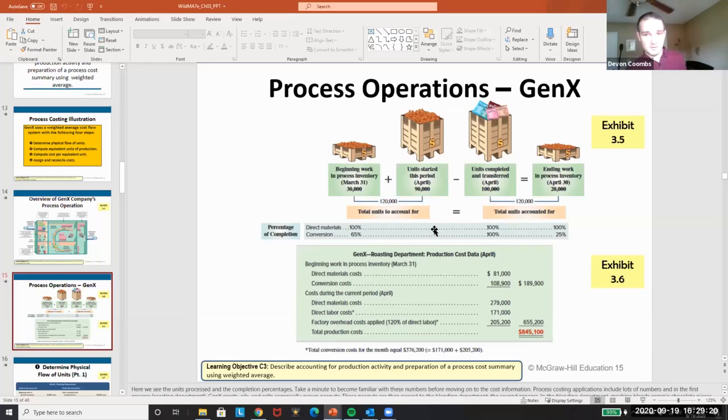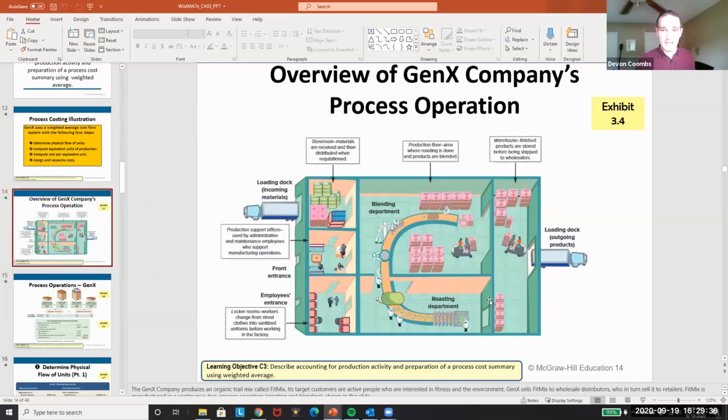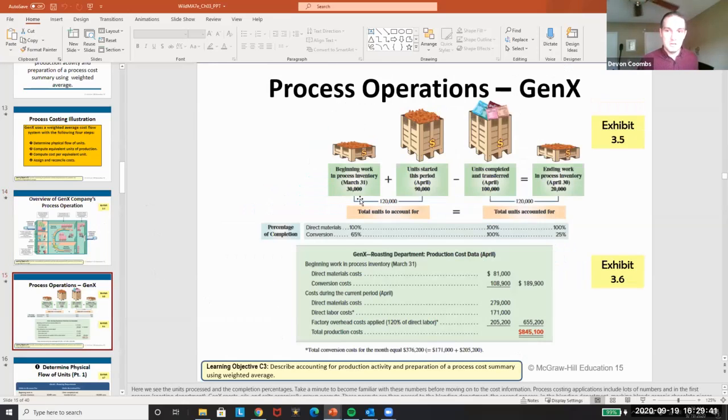Everything that was in my work in process inventory, everything that I started with, and everything that I started. So in this case, they started with 30,000 coffee packets, and they added 90,000 to their line of production. So at the beginning of the month, they had 30,000 here, and then during the month, they added 90,000. So in that month, we had 120,000 in that department. That's all we can account for. That's the total units to account for. Doesn't matter how much raw material we have. Doesn't matter how much finished goods are in this department. This is how much we started with, and this is how much we added to the process.